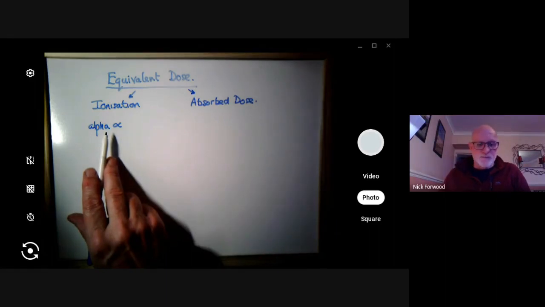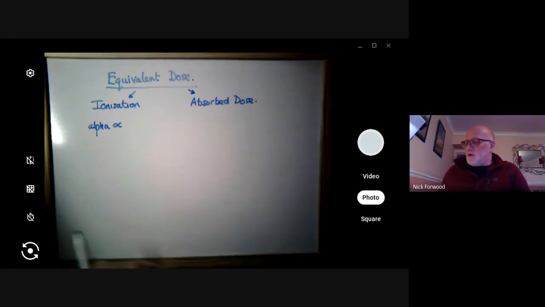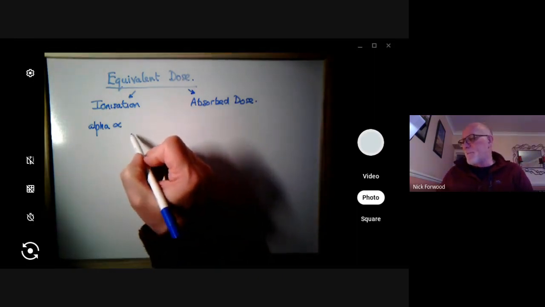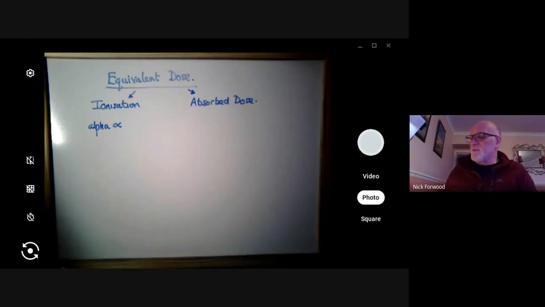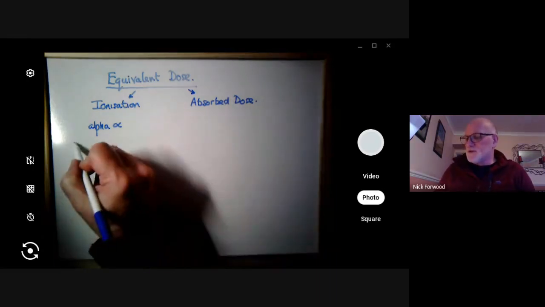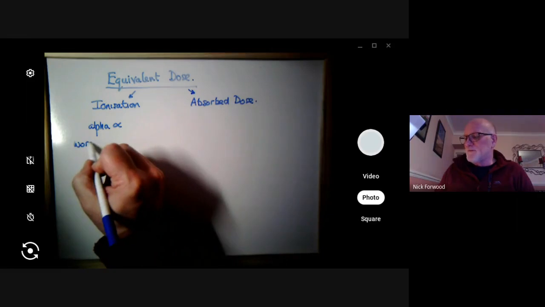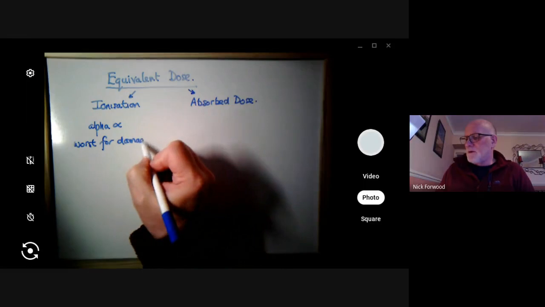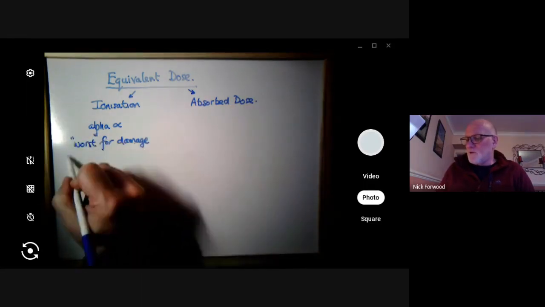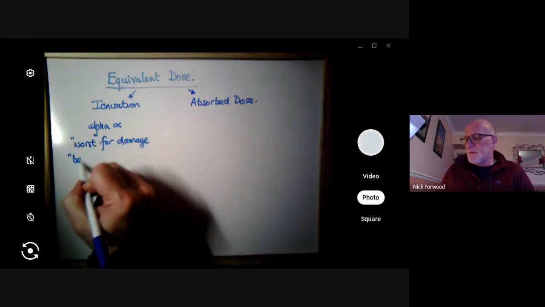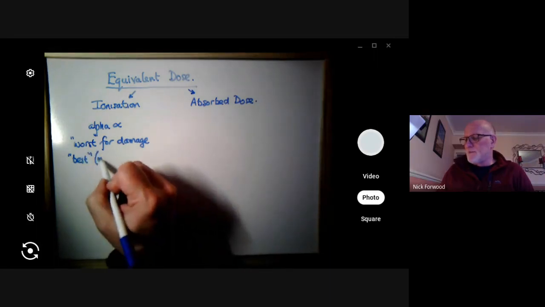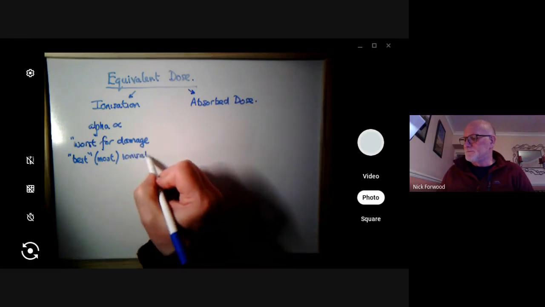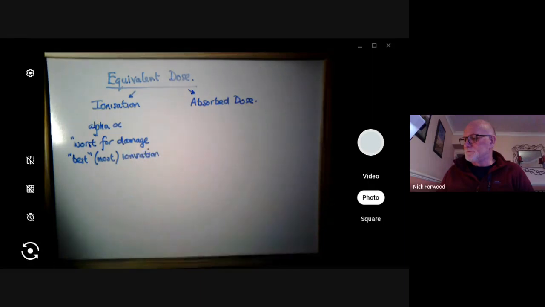Okay. So alpha is the worst at causing damage, or the best at causing ionization. You've got to remember which one's which. So I'm going to write down: worst for damage, or best, that's the most ionization, is caused by alpha.